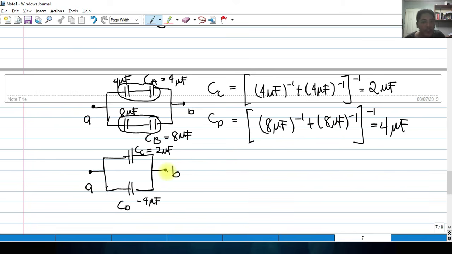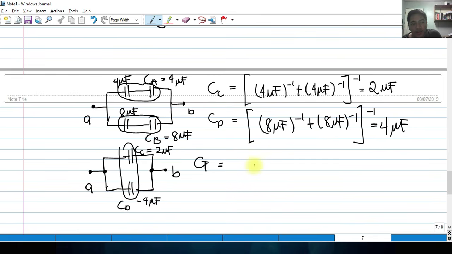What's the connection of C sub C and C sub D? They are connected in parallel. Why? Because they share a node here. Okay, so what will happen? Would you agree with me that the combination of these two capacitors is the total capacitance? Yes. So that's the total capacitance.